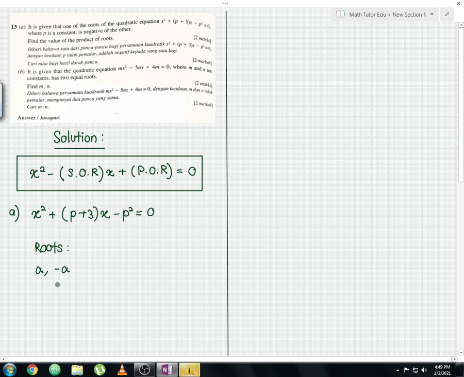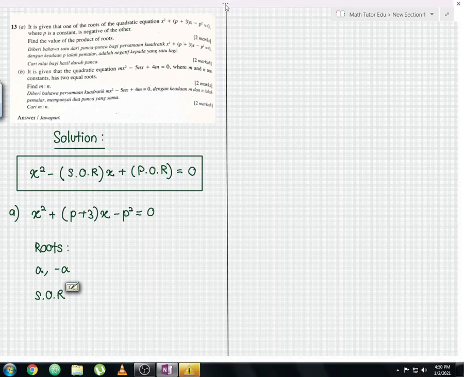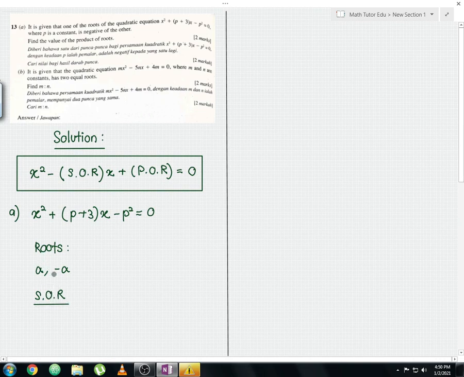The first step is to establish the sum of roots. Let us find the sum of roots over here, SOR. Let me underline the SOR. To find the SOR, it will be alpha plus negative alpha. Since in your general equation formula you have negative SOR, and in this question you have p plus 3, which is a positive value, when you write in the SOR working here, it will become equals to negative (p plus 3).